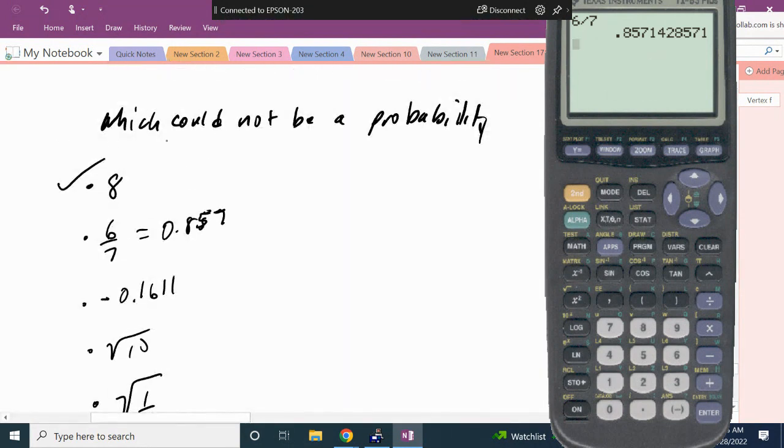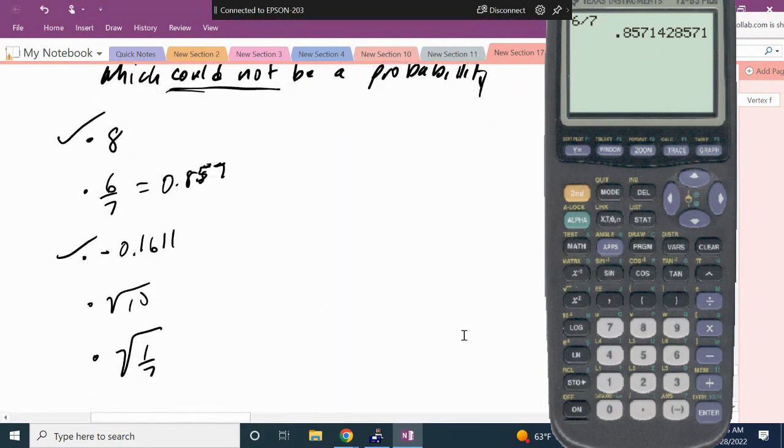So notice that the question is which could not be a probability, right? So 8 could not be a probability. What about negative 0.1611? That's not a probability because probabilities cannot be negative. Right? What about the square root of 10? Well, if we evaluate the square root of 10 in the calculator, we get 3.16. So that is not a probability value.